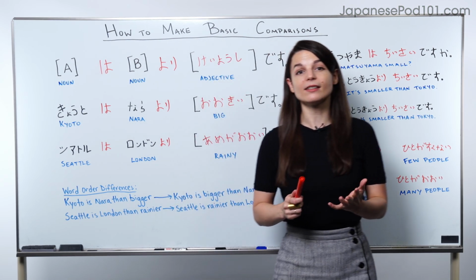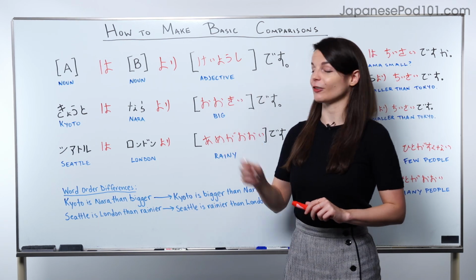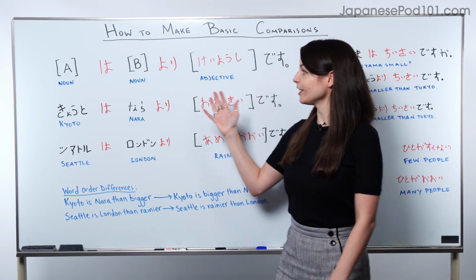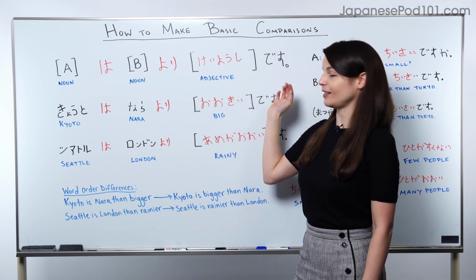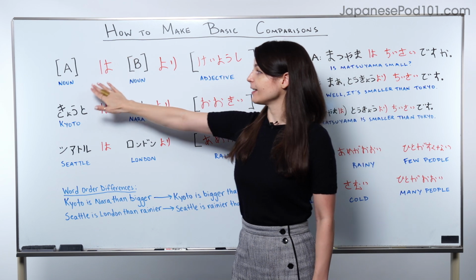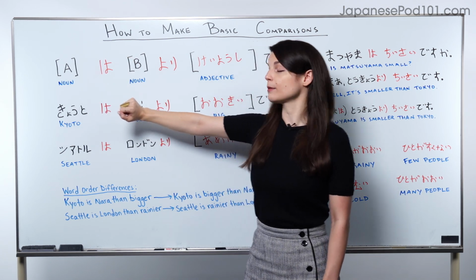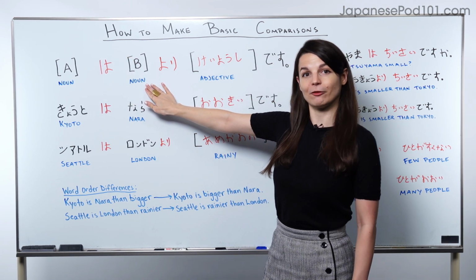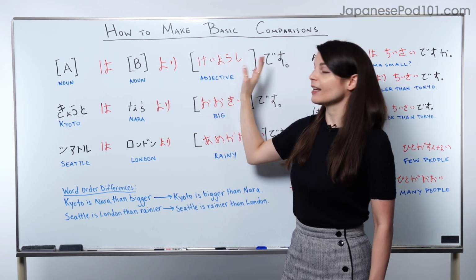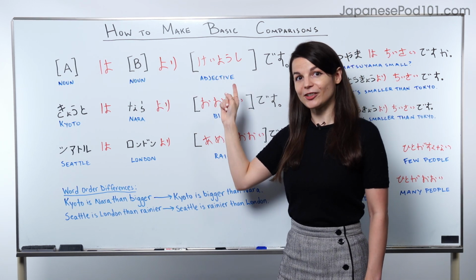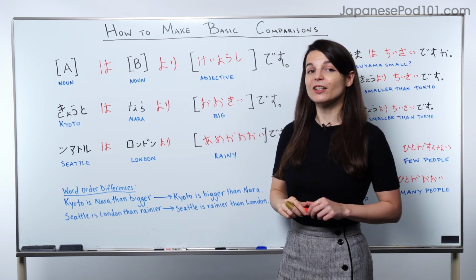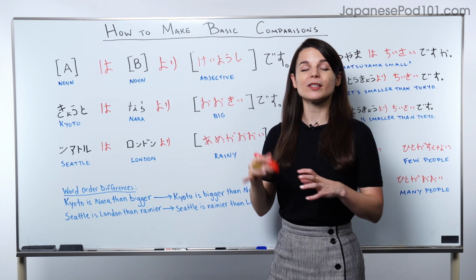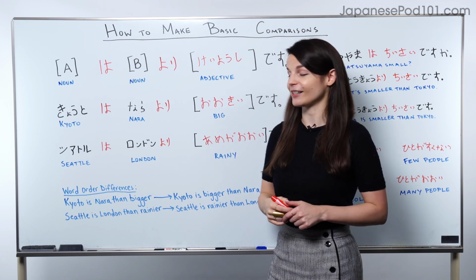Okay, first, let's take a look at the focus pattern for this lesson. The focus pattern is A wa B yori keiyoshi desu. So, A is a noun or a noun phrase. B is also a noun or a noun phrase. And keiyoshi means adjective. So we need to choose an adjective to finish our comparative statement. Let's take a look at some examples and then we'll talk about what's happening in these sentences.